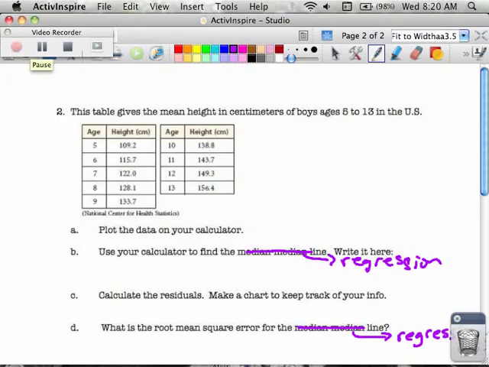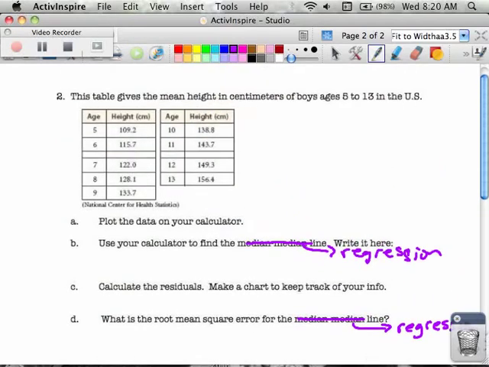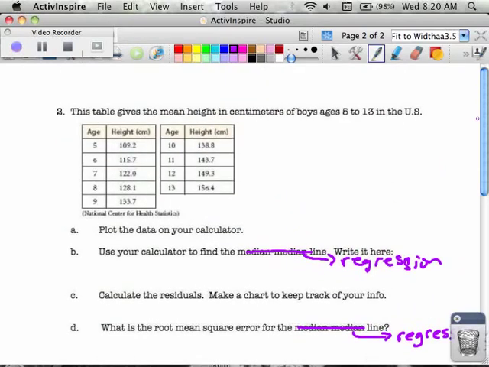So in our class, what I want you to try right now is to calculate the regression line for the data that they give us. We're not going to use the median line. And maybe keep track in a chart off to the side. You know that we use list 1 and list 2. So the age is going to be in list 1. Your height is going to be in list 2. And then off to the side, you're going to have to create lists 3, 4, and 5.